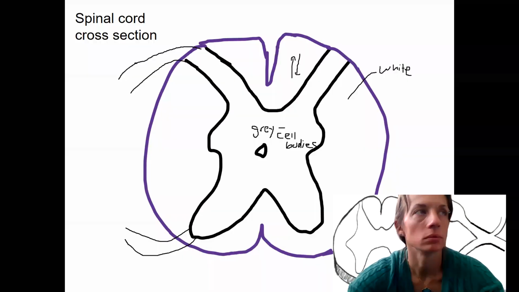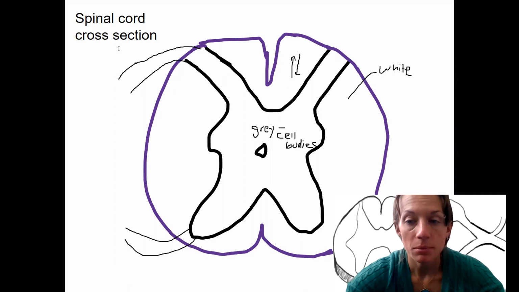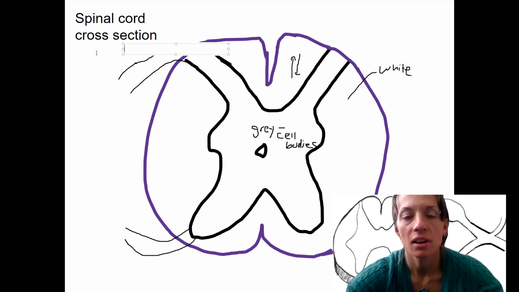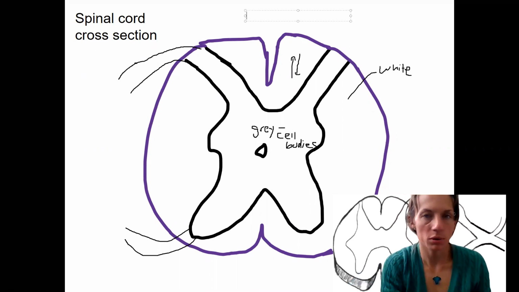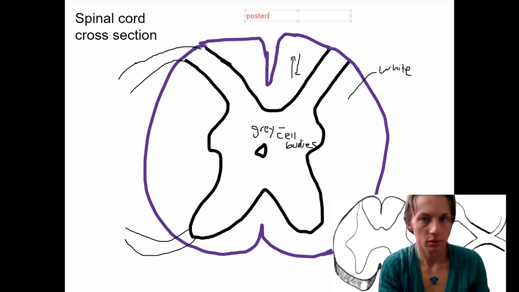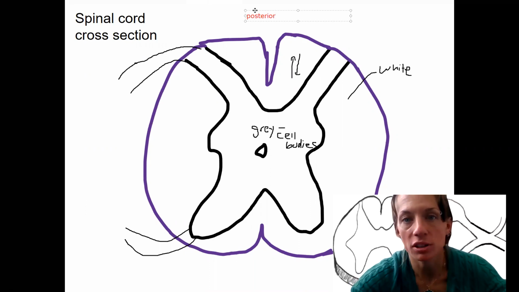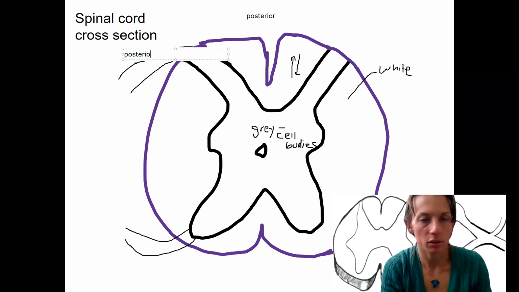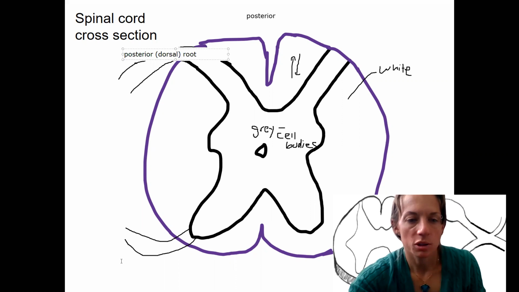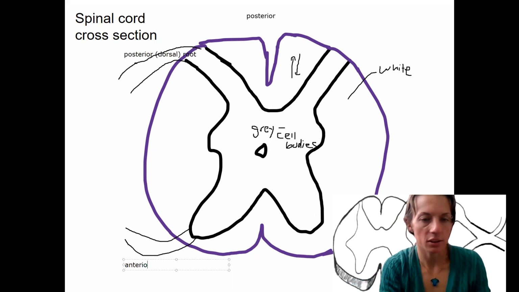Let's name these. If we were going to name these roots, so roots like coming from a tree, we would name this one in the back. I guess I should let you know that this back here is posterior. This is where the spinous process would come off back here on the bone. So this root is going to be called the posterior or dorsal root. So this one up here must be the anterior or ventral root.